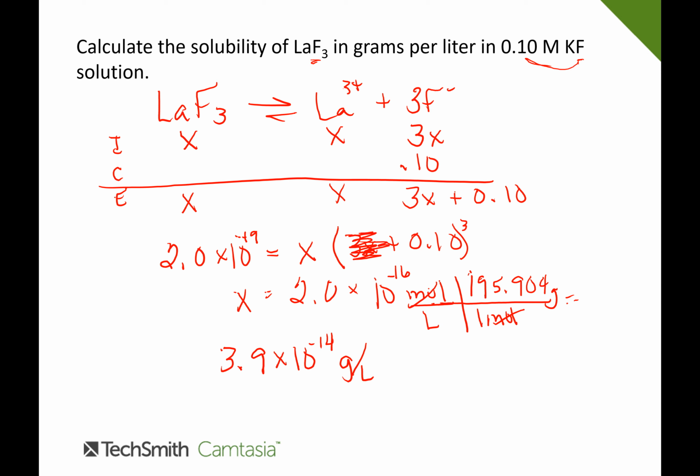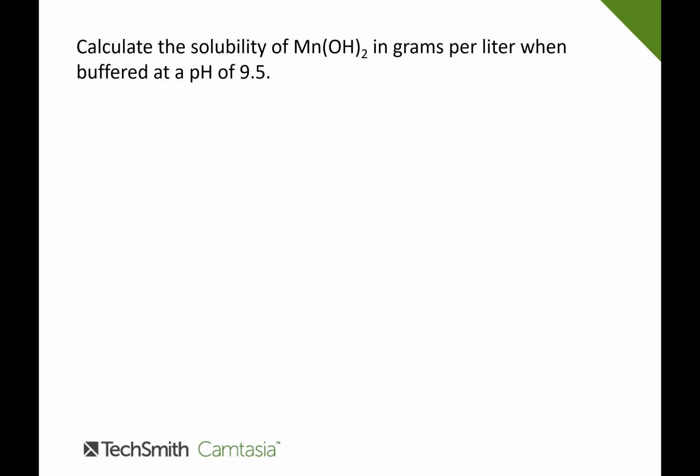Okay, then we have one more problem. And this one wants me to find the solubility of Mn(OH)2 in grams per liter when it's buffered at a pH of 9.5. So the first thing I'm going to do is I'm going to find my H plus from my pH. So 10 to the negative 9.5. Okay, so that's my H plus.